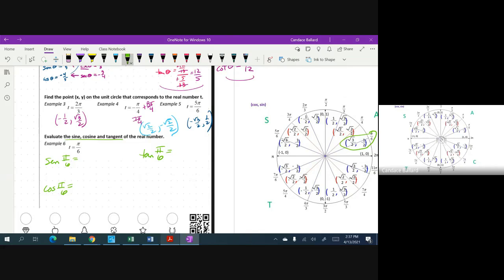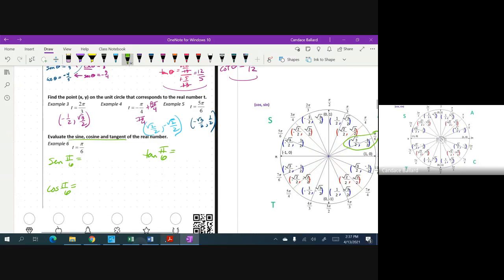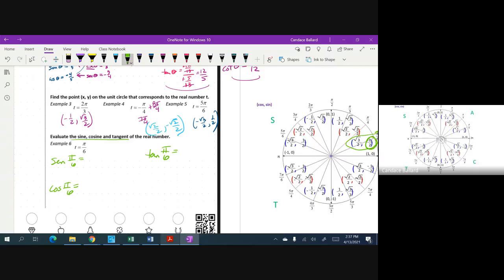Okay, so we all understand that it is the y coordinate. So I would just take this value of the y coordinate, the sine of pi over 6 is 1/2. Just as if I had my 30-degree triangle and I looked at the opposite over the hypotenuse. Okay, this is another way to do it.